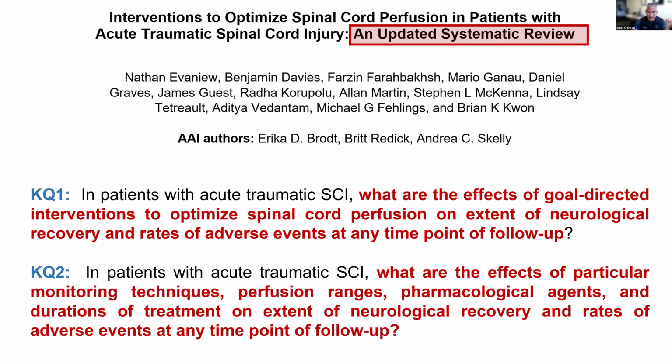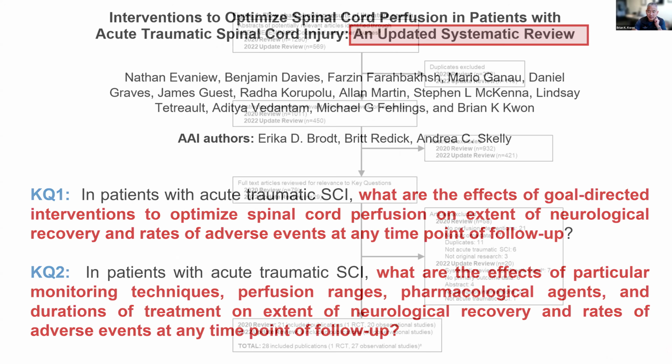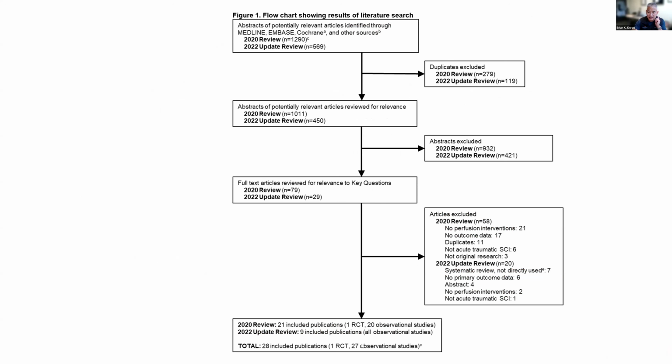And what are the effects of particular monitoring techniques, ranges, pharmacological agents, and durations of treatment on the extent of neurological recovery and rates of adverse events? So those are the key questions that went into the systematic review. This was the list of papers that were actually reviewed.